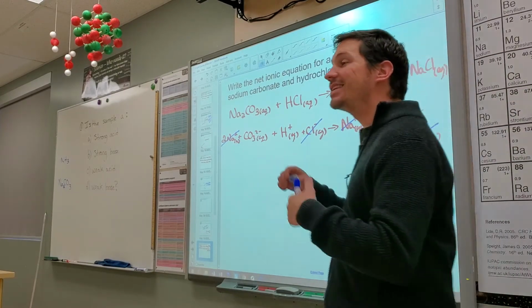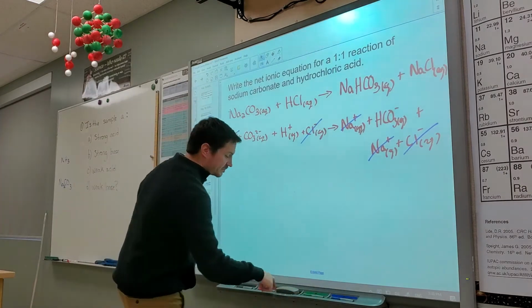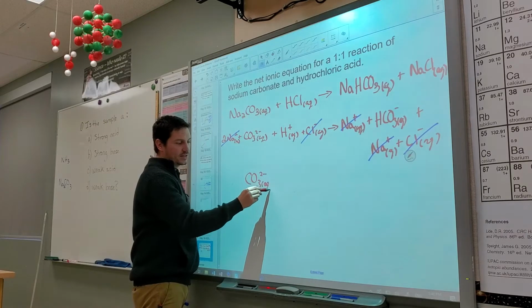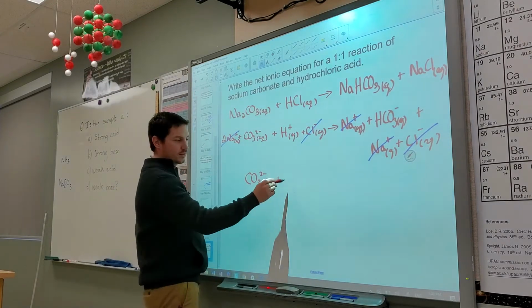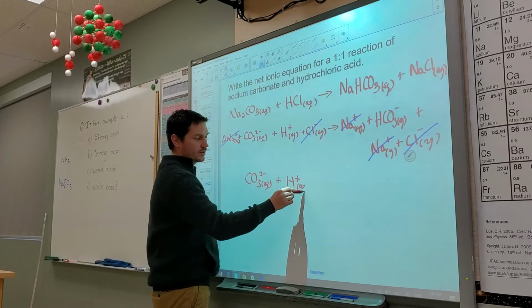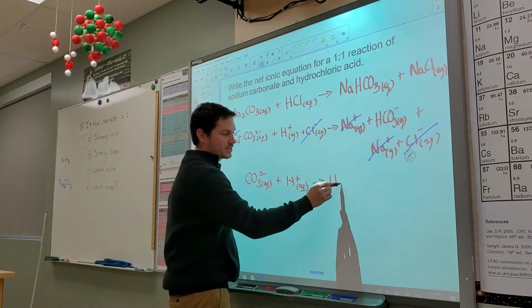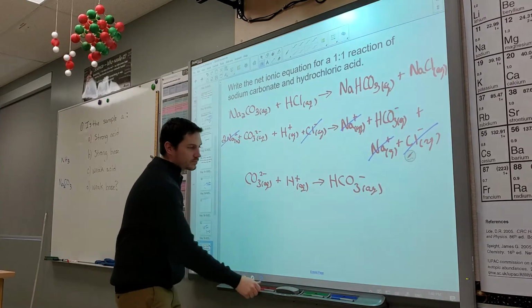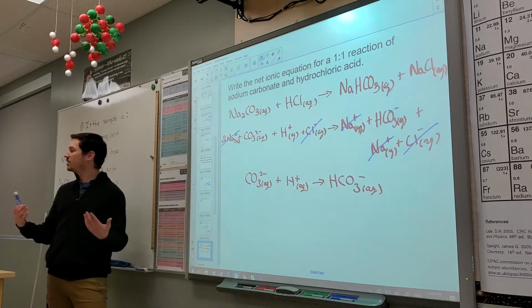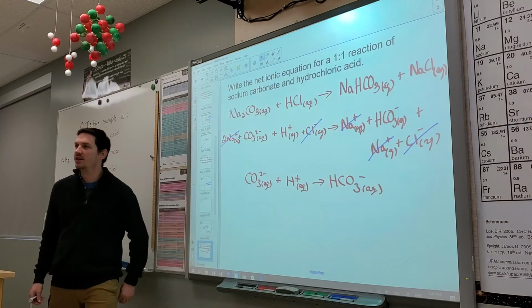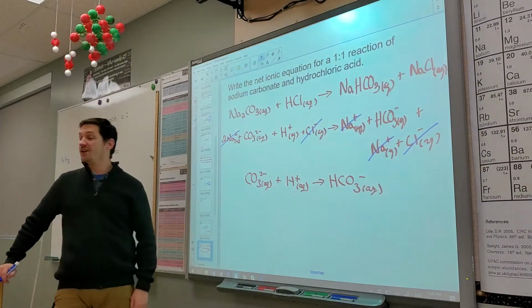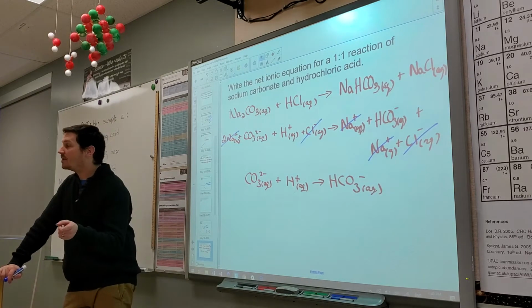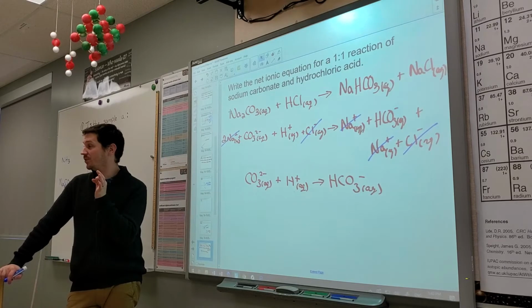So what is the net ionic equation here? Everything that didn't cancel out, yeah. Carbonate steals a hydrogen and turns into hydrogen carbonate. That's the net ionic equation. That's what's happening in this reaction. The carbonate is stealing a hydrogen and it's turning into hydrogen carbonate. That's what happened at the first equivalence point.